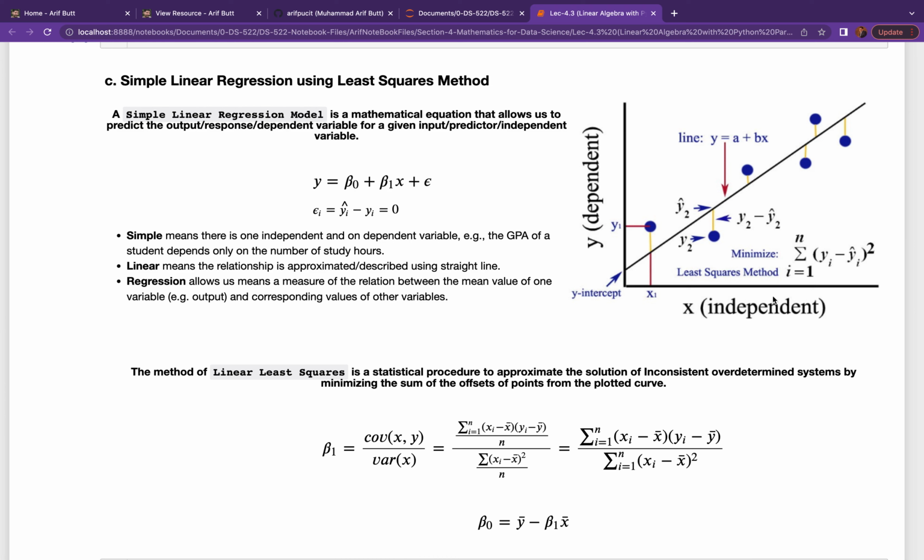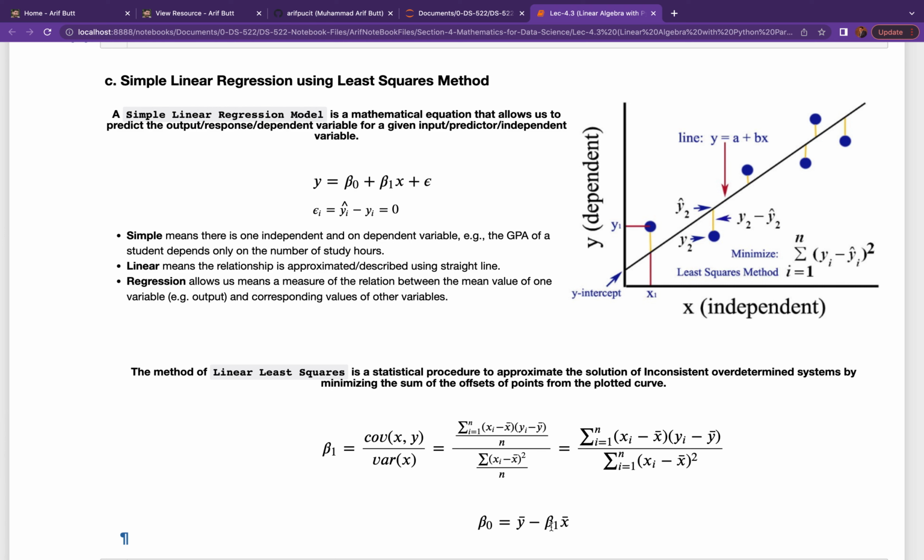Since there is only one feature or predictor or independent variable, we use a linear least squares method to calculate beta 1, which is equal to the covariance of xy over variance of x. So this is the formula of computing the slope using covariance. Once we have beta 1, we can substitute this value of beta 1 in this equation and we can compute beta naught as beta naught is equal to mean of y minus beta 1 x bar.